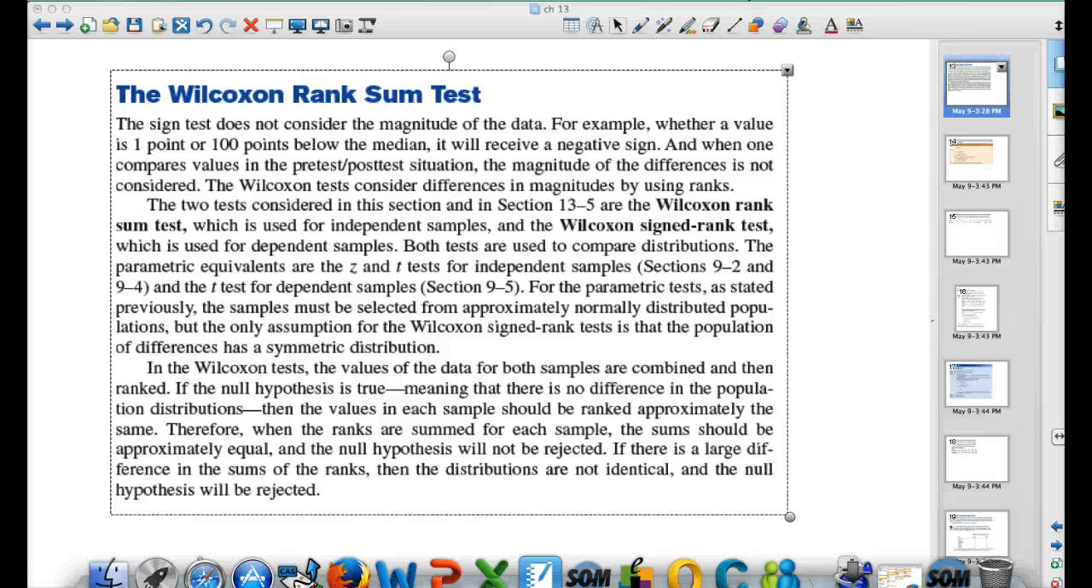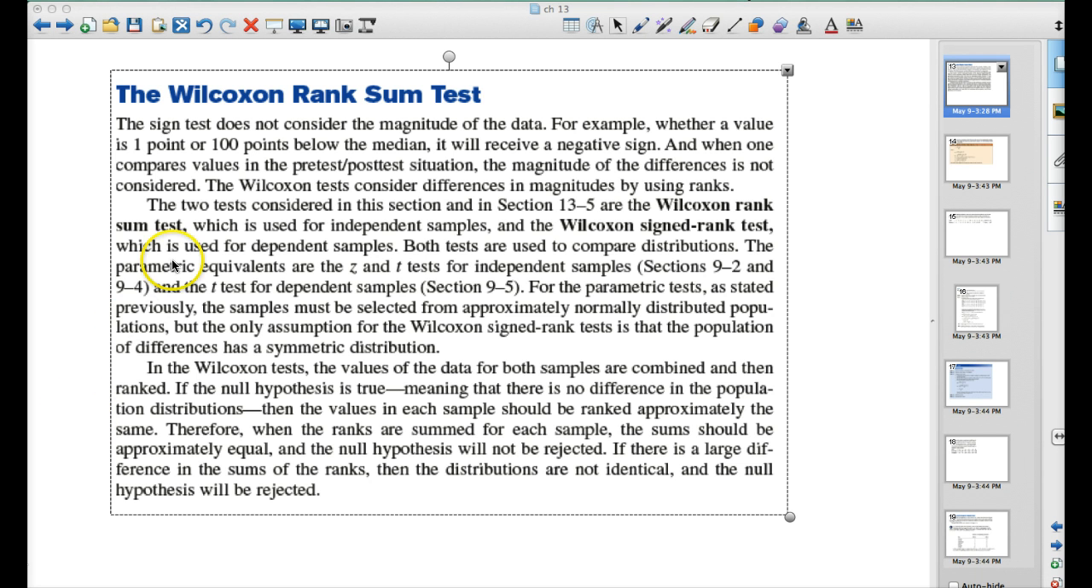Okay, the Wilcoxon rank sum test. The sign test does not consider the magnitude of the data. For example, whether a value is 1 point or 100 points below the median, it will receive a negative sign. One compares values of the pre-test and post-test situation. The magnitude of the differences is not considered. The Wilcoxon test considers differences in magnitude by using ranks.